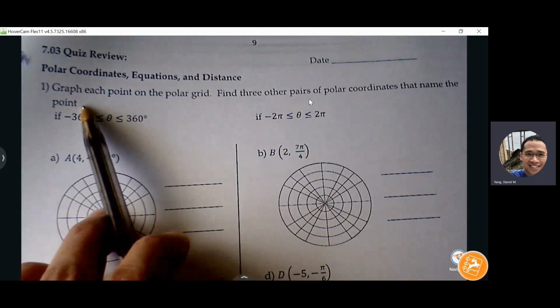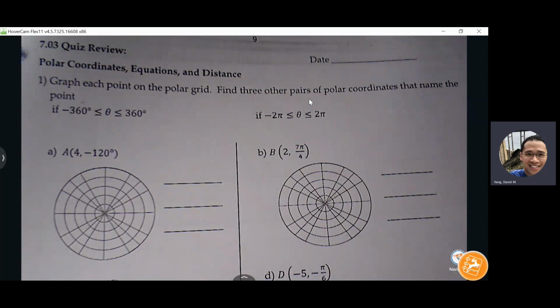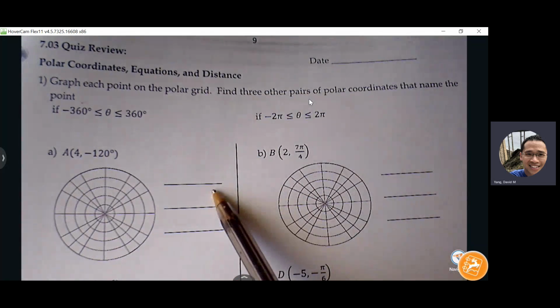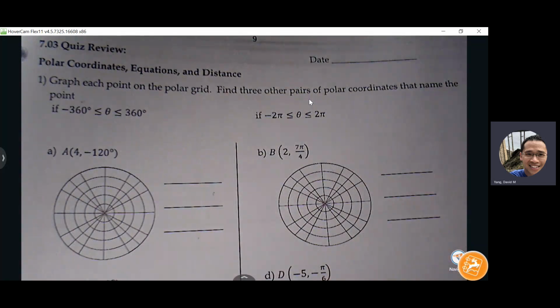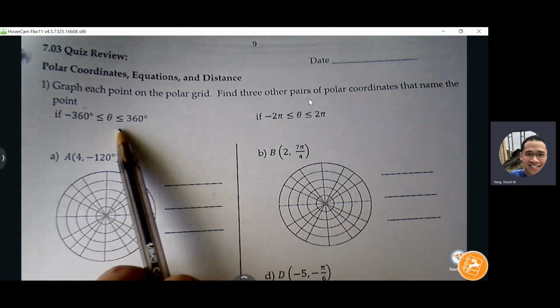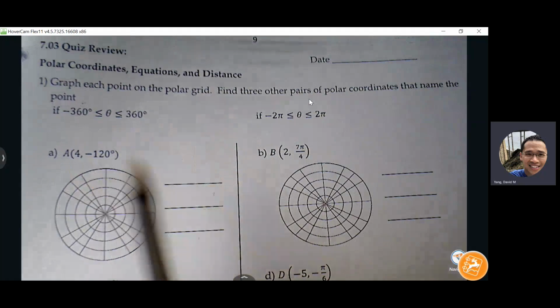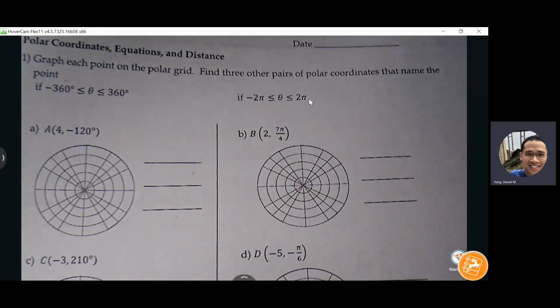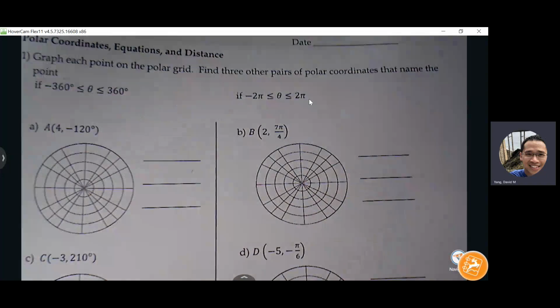So number 1, it says graph each point on the polar grid. Find 3 other pairs of polar coordinates that name the same point. Now, it doesn't matter which order you present these order pairs, as long as you have them there. So there's only going to be 4 variations because we have a restriction on our domain here. So for A and C, we're going to be using degrees, and for B and D, we'll be using radians. I'll do A and B together with you, and then you guys can try C and D on your own.